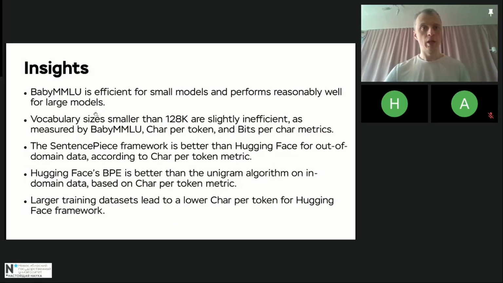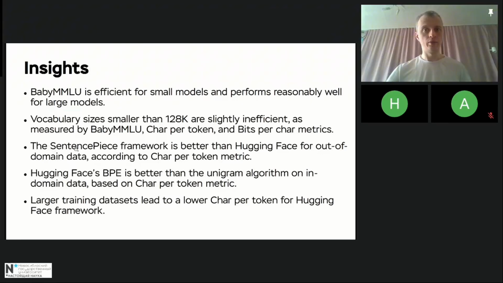Insights. Our analysis shows several interesting insights. First, BabyMMLU proves to be efficient both for small and large models. Then we found that vocabulary sizes smaller than 128,000 are slightly inefficient when measured by BabyMMLU, characters per token and bits per character metrics.